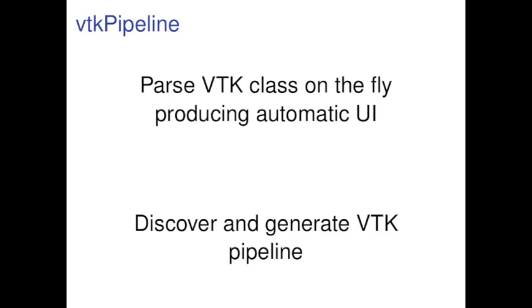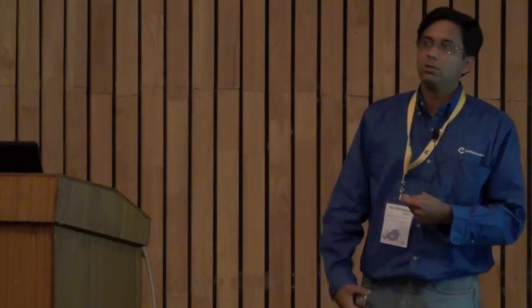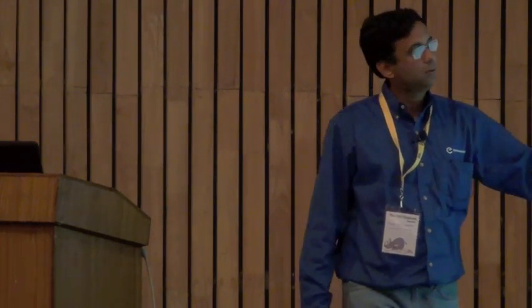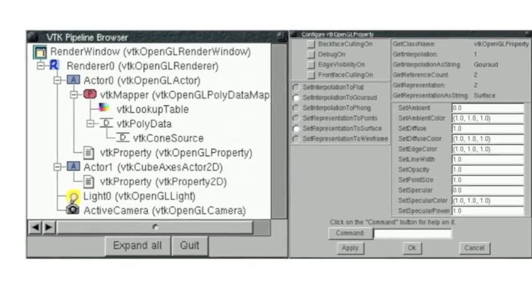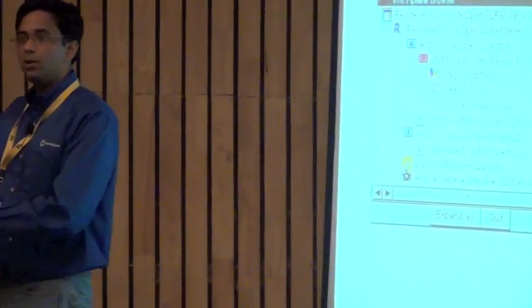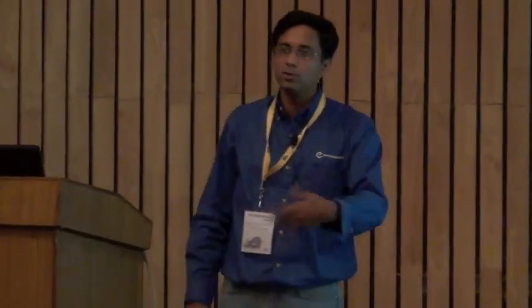on the fly. The other thing I could do was I could take an object in the VTK pipeline, go up and down, and figure out what the pipeline itself looks like. So given a standard VTK Python script, I could add these four lines and actually produce something like that. It basically says, here's a graphical representation of your pipeline, and I double click on, say, the property, and it pops up an automatic UI which I can just change and edit an object. So if I'm doing a visualization, that's really convenient.